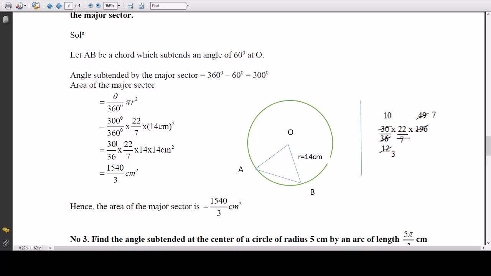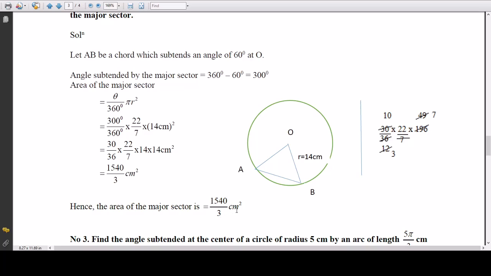30 by 36, cancelling 30 with 36, you go with 3 10s are 30, 3 12s are 36. Then 12 and 196, you go again with 4 3s are 12, 4 49s are 196. Then 7 7s are 49. Then you will have in the numerator 7 multiply 22 multiply with 10, which is 7 multiply 22 is 154, multiply with 10, 1540, divide by 3. Hence the area of the major sector is how much?